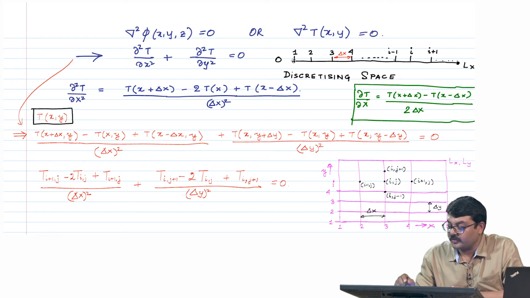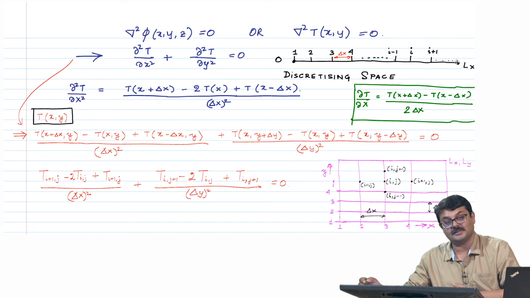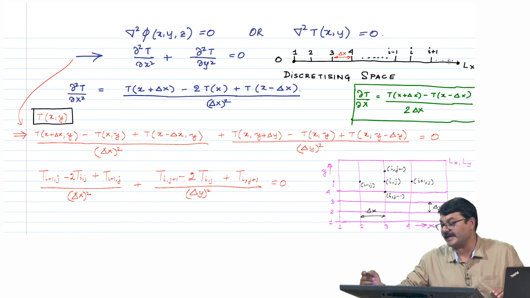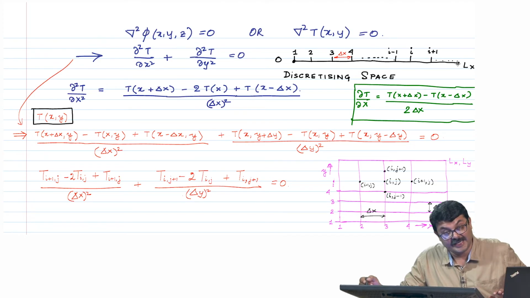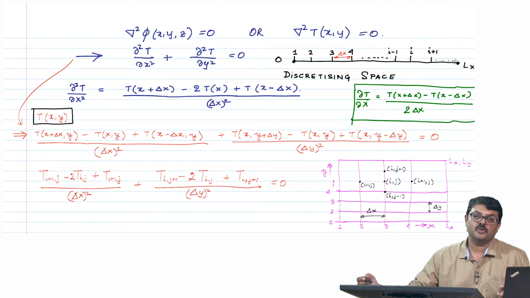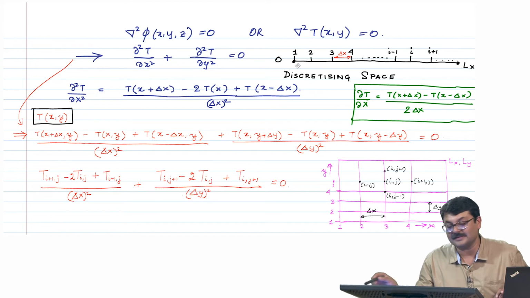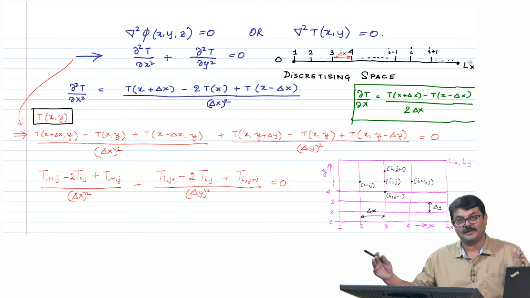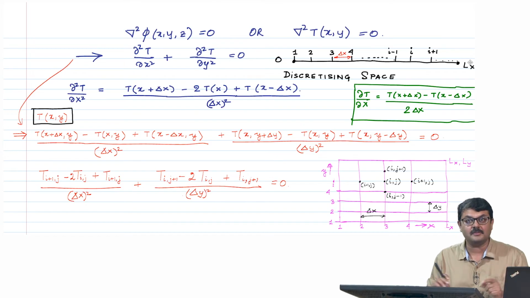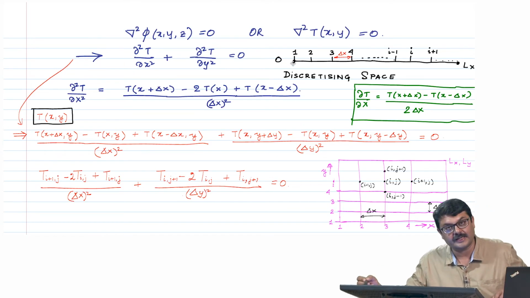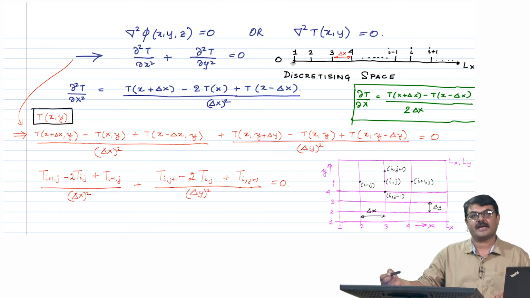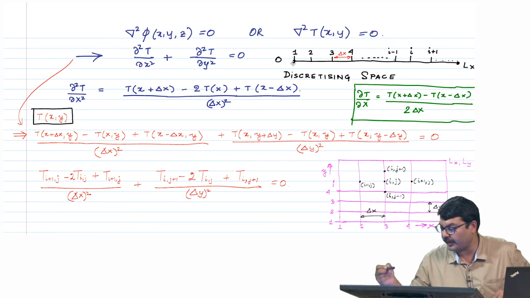So, suppose your space started here at x equal to 0 and the metal plate ended at Lx, right. So, what we are going to do is calculate the temperature at discrete points within this range. If you have a continuum, you have infinite points between 0 and Lx. Instead, on the computer we are going to calculate temperature at discrete points between 0 and Lx.